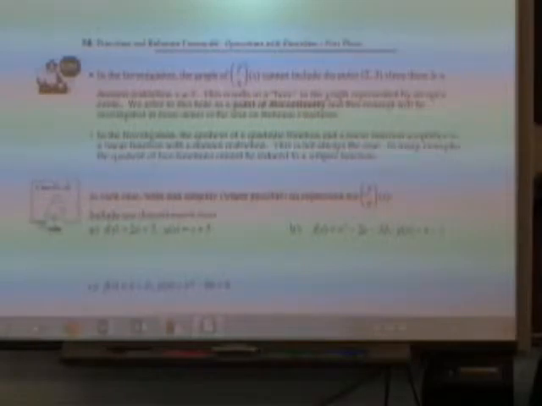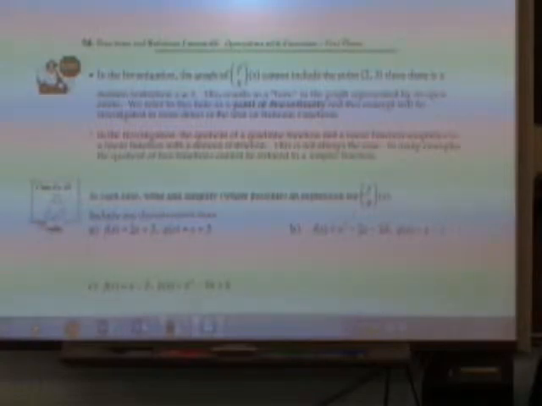In this investigation, the quotient of a quadratic and a linear function simplifies to a linear function with a domain restriction. That's not always the case. There's a multitude of examples where a quadratic divided by a quadratic could still leave me with a different type of function. It doesn't necessarily have to be a linear function, and it doesn't necessarily have to be a function that has a domain restriction either.